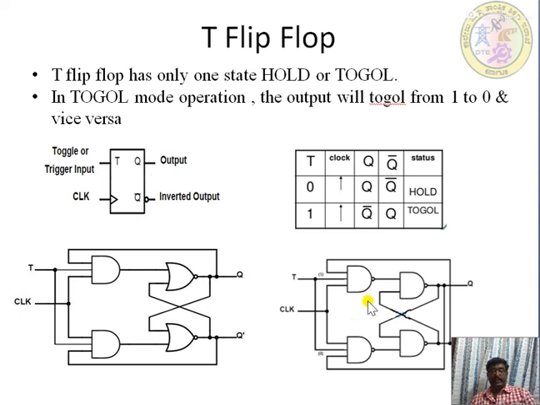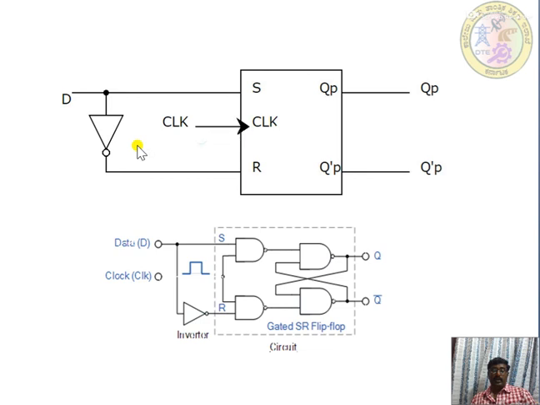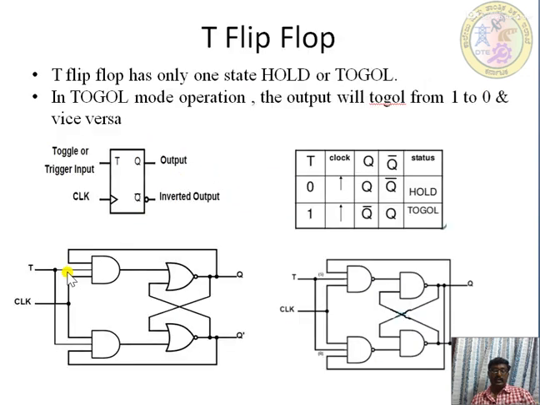For SR or JK directly, if J and K are shorted, that is known as a T flip-flop, or if S and R are shorted directly, we also get a T flip-flop. For the D flip-flop, we connect one input directly: S is connected directly to the D input and R is connected through the inverter, but in T, S and R, or J and K, are just shorted.